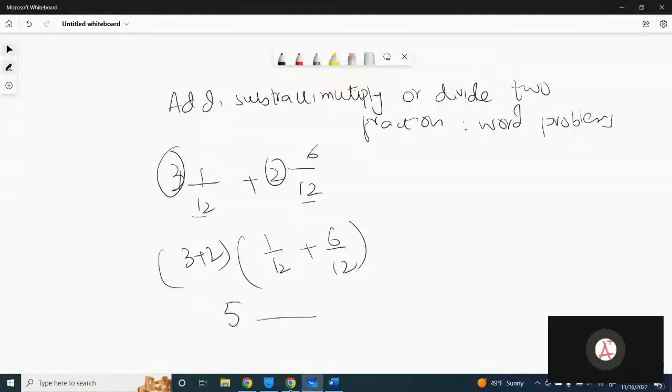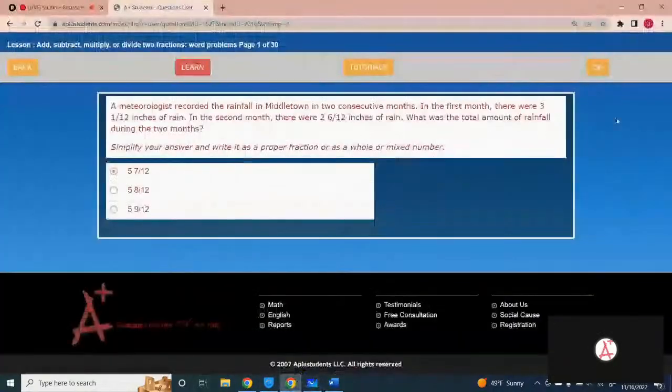3 plus 2 is 5. They have the same denominators. Just add their numerators. It would be 5 whole 7 over 12. Got it? It would be 5 whole 7 over 12. So just select the correct option and click on the OK button.